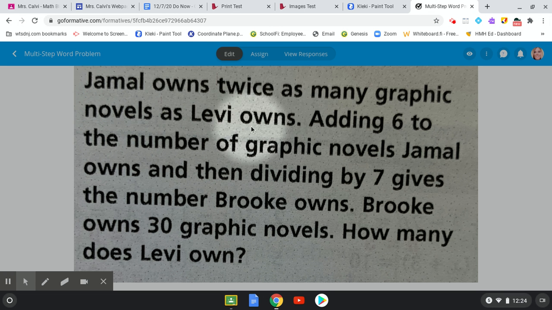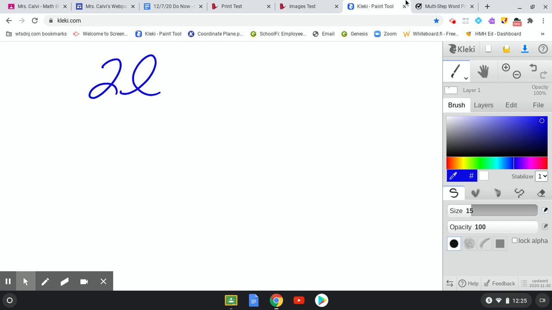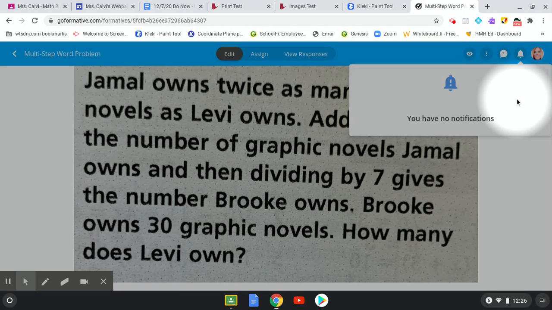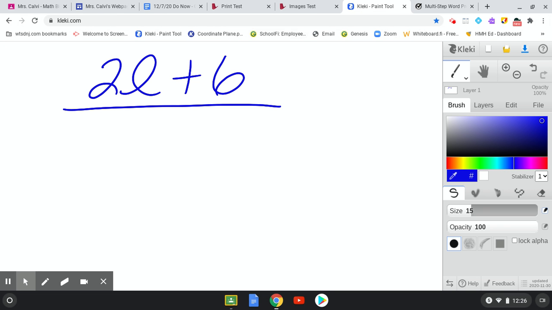Twice as many as Levi, we took care of that. Adding 6 to the number of graphic novels Jamal owns. So we added 6 to the amount that Jamal owns. It then says, then dividing by 7 gives the number Brooke owns. So now what we just did, we now have to divide that by 7.